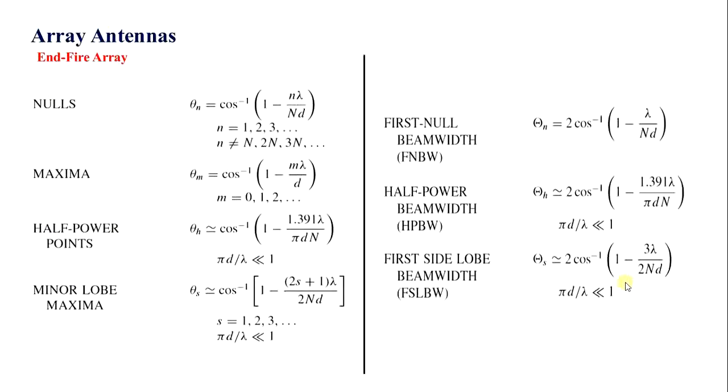These are the equations to find the null, maxima, half power point, minor lobe maxima, first null beamwidth, half power beamwidth and the first side lobe beamwidth. Using these formulas we can plot the radiation pattern and calculate the FNBW and HPBW of the end fire array.